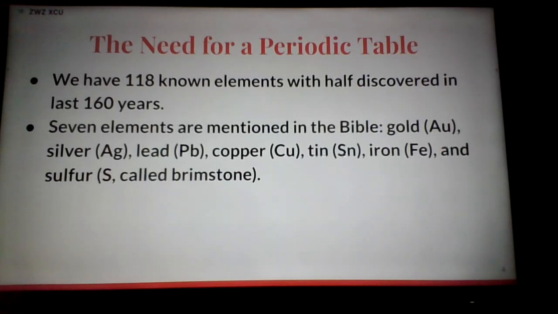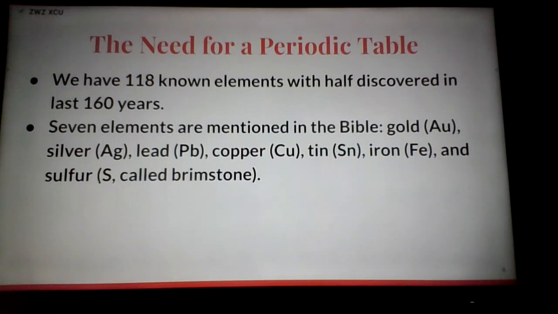7 of the elements are mentioned in the Bible: gold, silver, lead, copper, tin, iron, and sulfur, although the Bible may call sulfur brimstone, and that may depend on which version you're looking at. King James Version, remember, fire and brimstone. And the letters in parentheses that you see there, those are the chemical symbols of each element. Gold, Au, silver, Ag, lead, Pb, and so on.